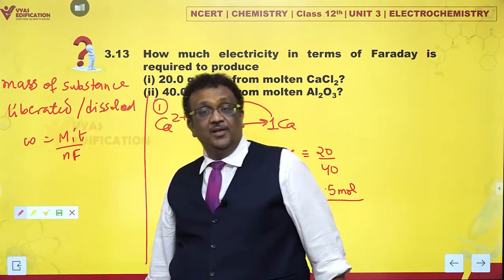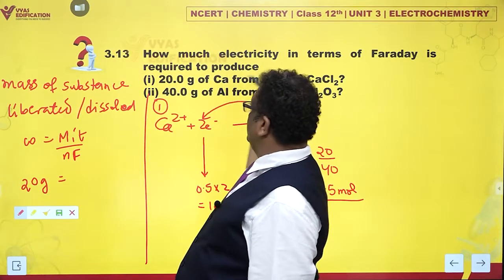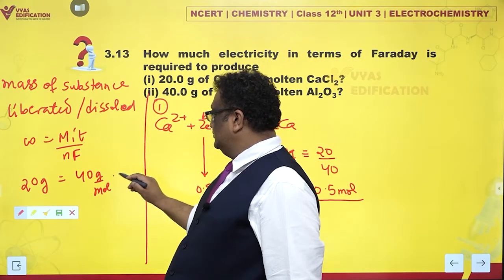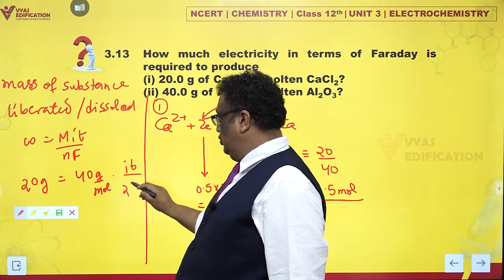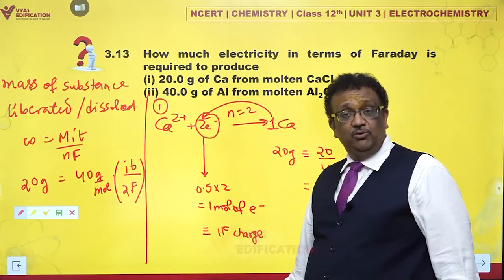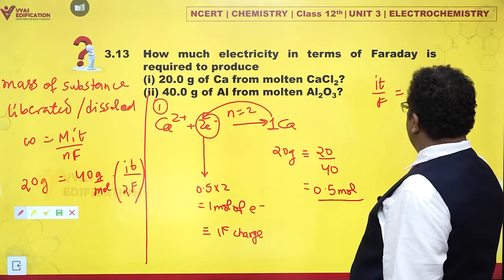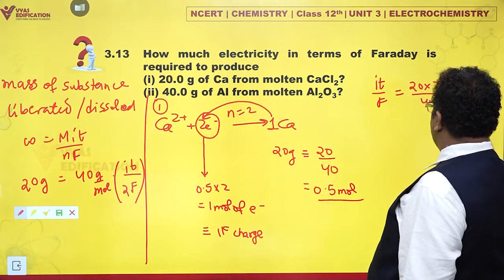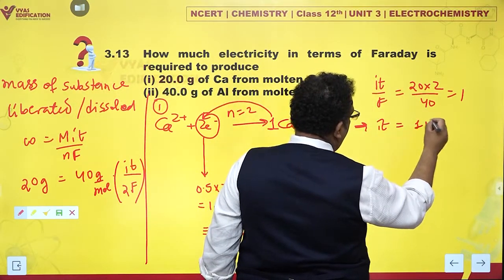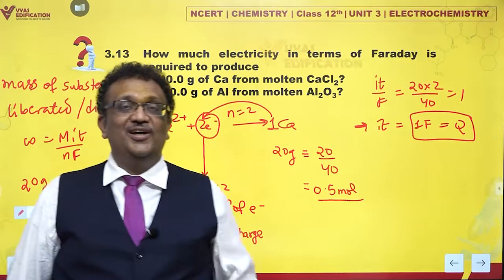We have a formula. In our case, we have 20 grams of calcium. Its molar mass or atomic mass is 40. We know that. Into I t by n F, here 2F. Why 2F? Because n is equal to 2. There are 2 electrons being used. Fine. So what do I get? I get I t by F is 20 into 2 by 40, which is 1. Which means I t is 1 Faraday. But I t is nothing but charge Q. So charge Q is 1 Faraday, or 1 Faraday of charge is needed.